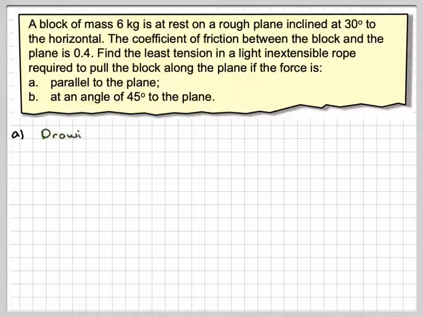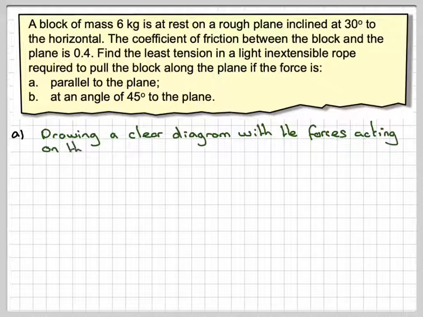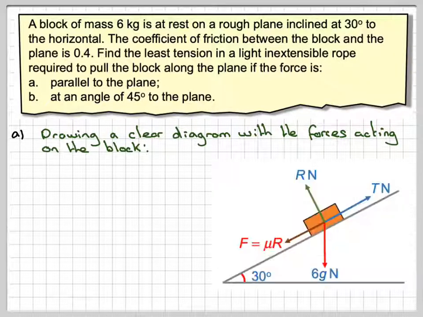What's very important in this type of question is drawing a clear, large diagram with the forces acting on the block. So for part A, your diagram should look like this. You've got a block, a plane inclined at 30 degrees, a tension acting in that direction, and friction acting in that direction, and remember friction is equal to mu R. You've got a weight acting downwards of 6g newtons, and a reaction of the block with the plane being R newtons. We introduce i and j, i being parallel to the plane and j being perpendicular to the plane.